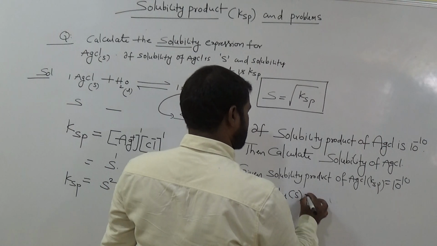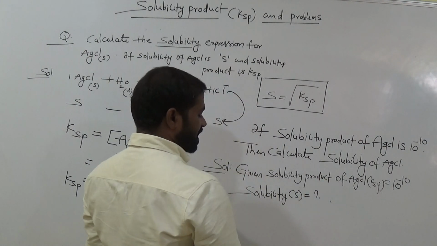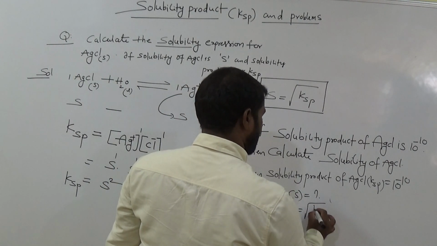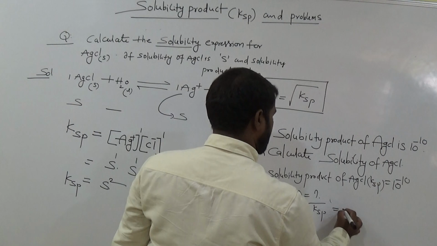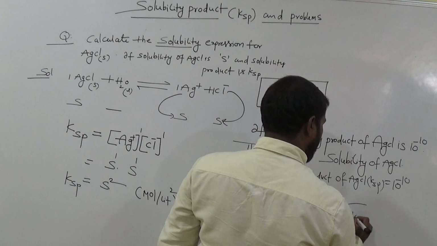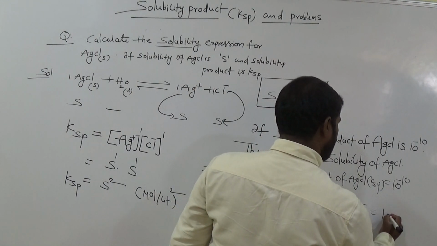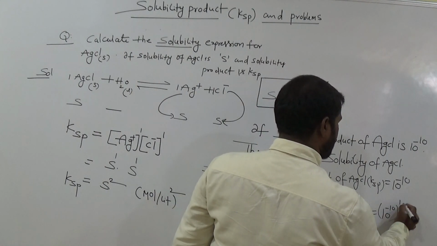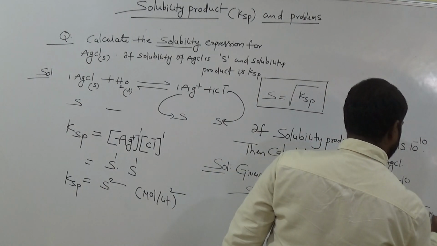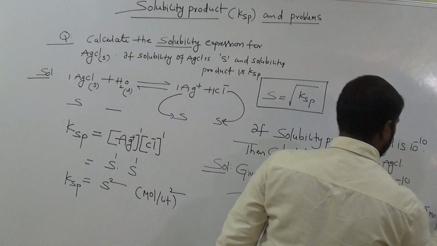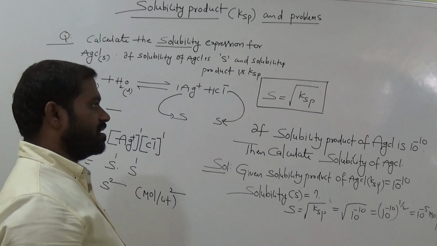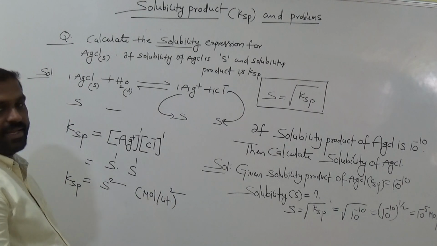Solubility S is equal to, we know the relation. In this case, S is equal to the square root of Ksp, am I right? That is the square root of Ksp. How much is it? 10 power minus 10, whole power 1 by 2. That is equal to 10 power minus 5 mole per liter. What are the units for solubility? Mole per liter. Clear? That is the answer. Clear, all of you?